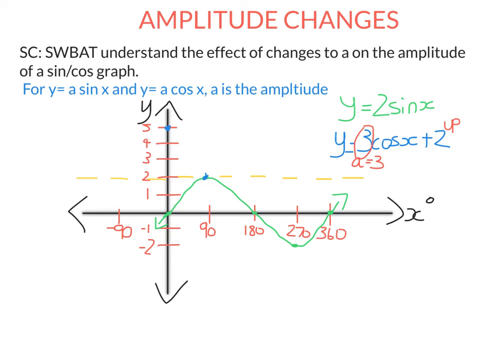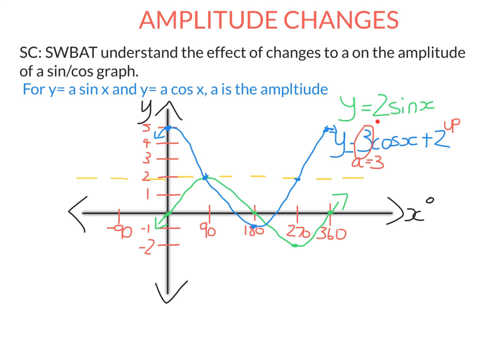Then at 180, cos is at its minimum. So this graph will go down to its minimum, and its minimum is now minus 1 because the minimum is 3 lower than the mean position. Then, for cos 270, remember it's normally 0. It's at its mean position, so it will be up here at 0 plus 2. And then cos 360 is a maximum. It'll be up here again. So our graph will look like this. That graph in blue is a graph of y equals 3 cos x plus 2.